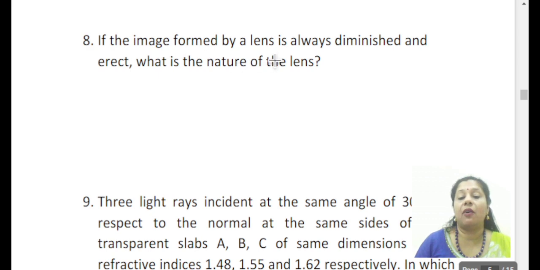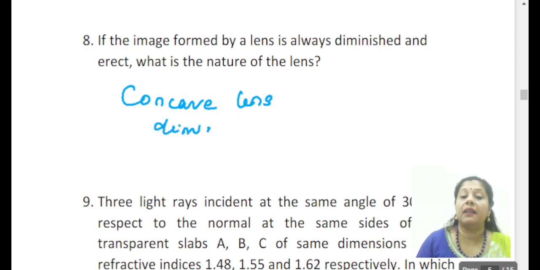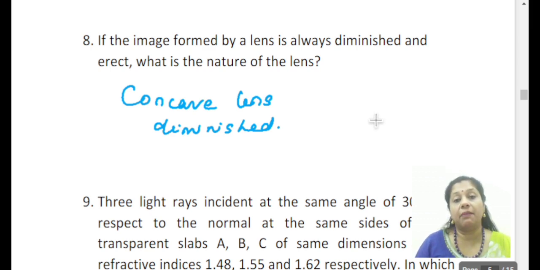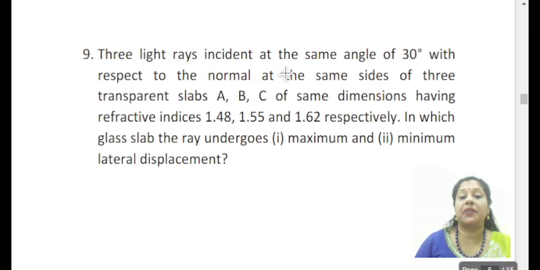If the image formed by a lens is always diminished and erect, what is the nature of the lens? So we know that concave lens only produces diminished, virtual and erect images, whereas convex lens always produces real image or virtual image, diminished, same size or enlarged images.